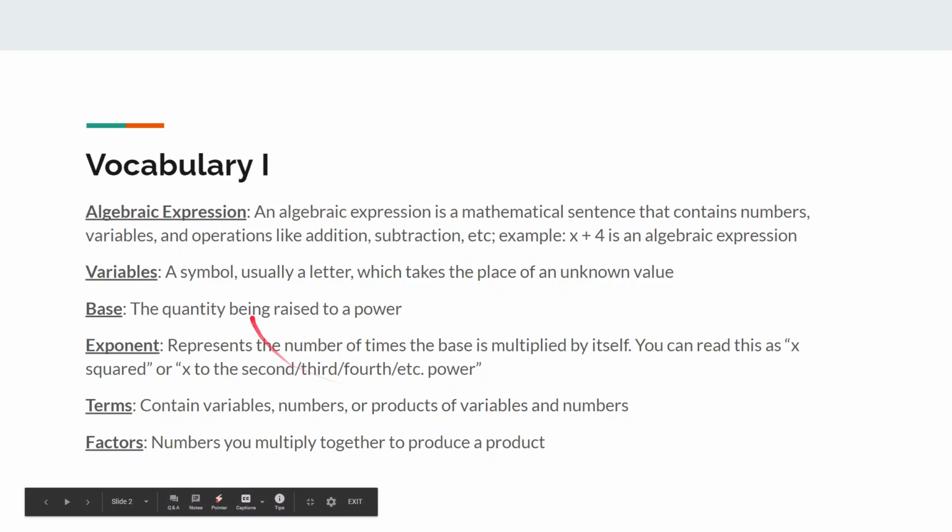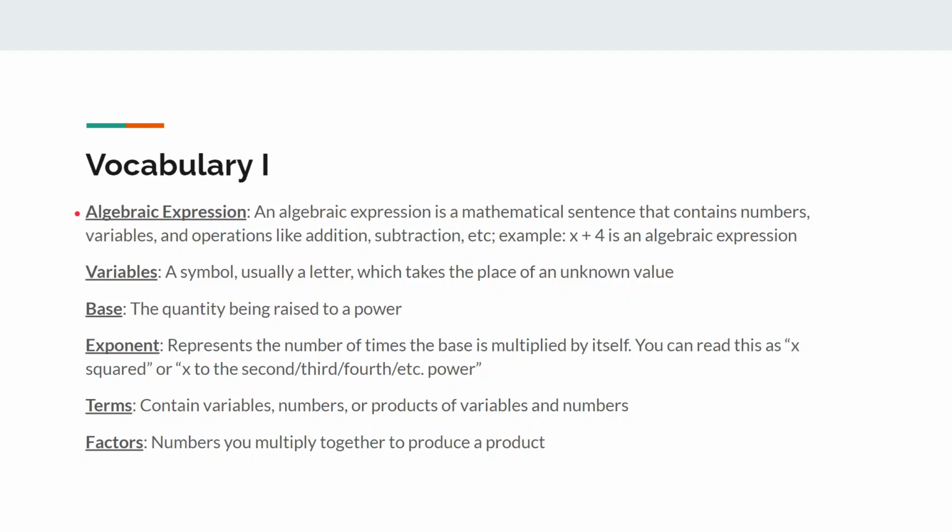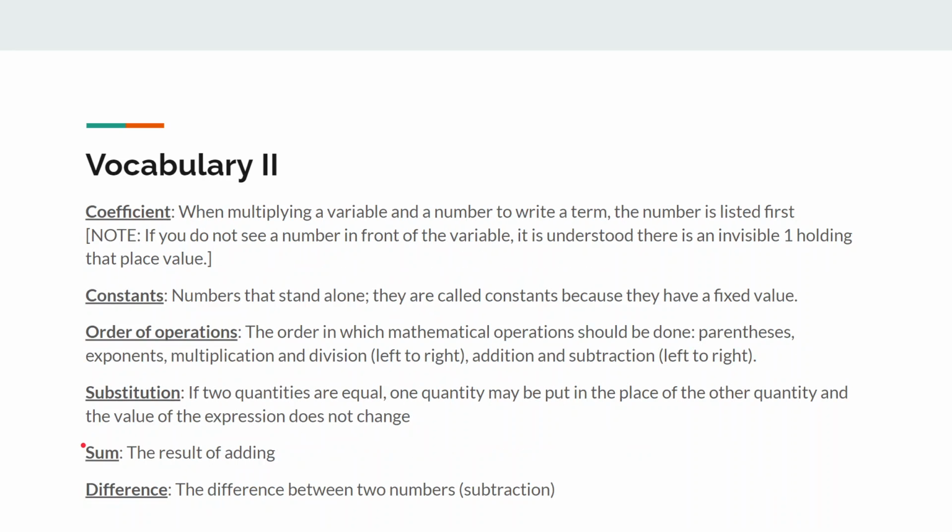When you click them, the little box comes up. But these are the vocabulary words here in Module 1, Lesson 1, 1.01. We have algebraic expression, variables, base, exponent, terms, factors, coefficient, constants, order of operations, substitution, sum, and difference. So make sure you have all of these written down, and there's a couple of things I want to point out, two. The first is in coefficient.